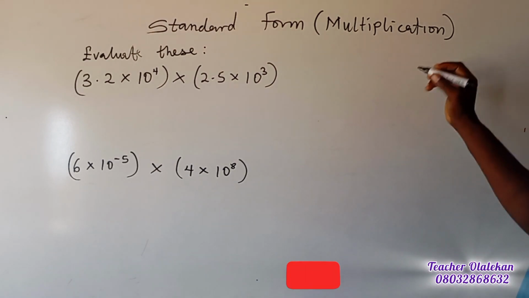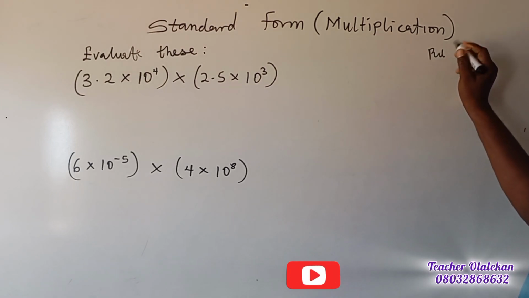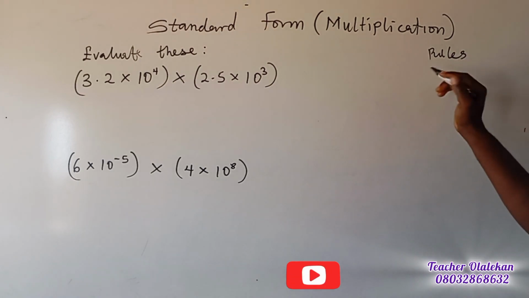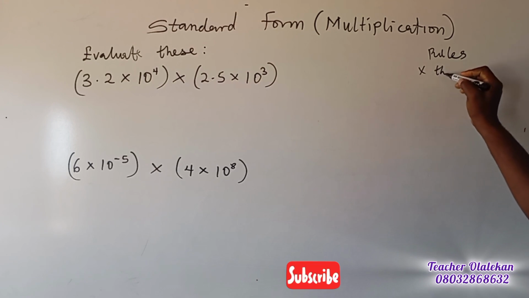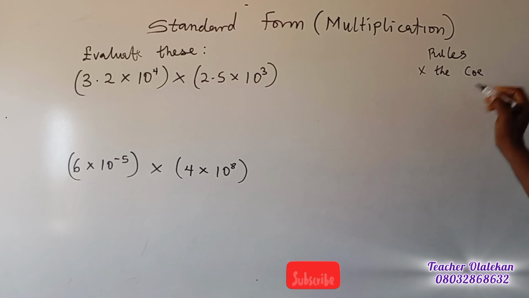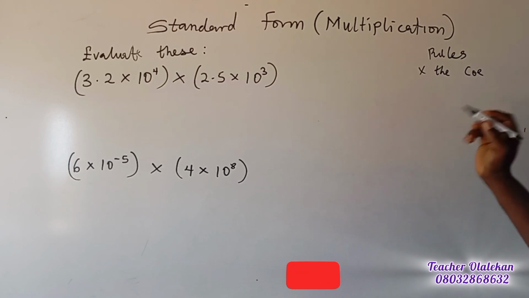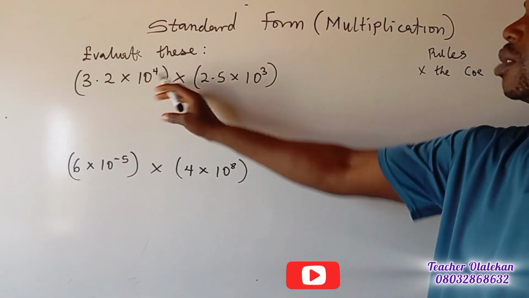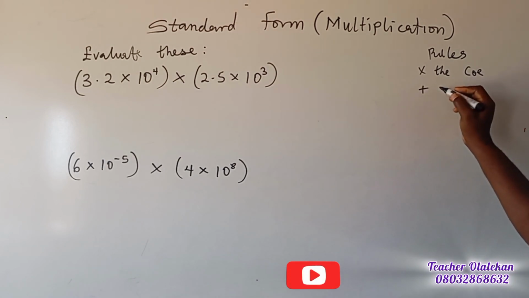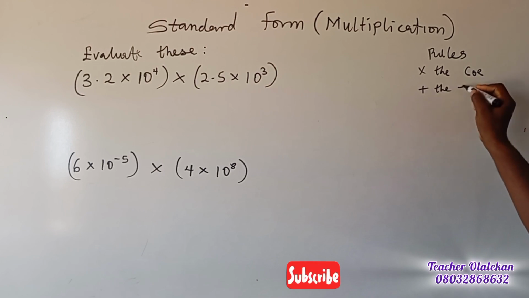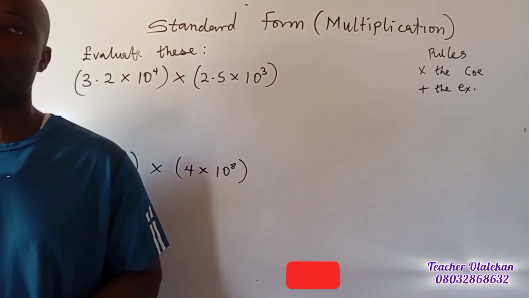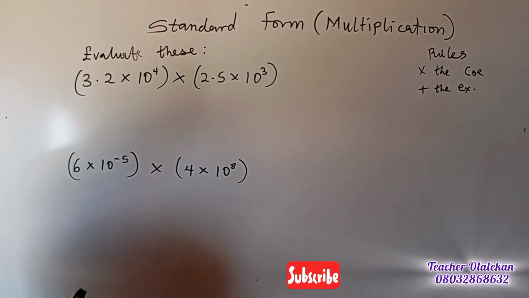So first, let's have some of the rules that we need to follow when we are doing that. So first, multiply the coefficient. What you can call the COE, multiply the coefficient. And since in indices, whenever you multiply, you add the exponent. So, add the exponent. Those are the two rules that we are applying to multiply this standard form.